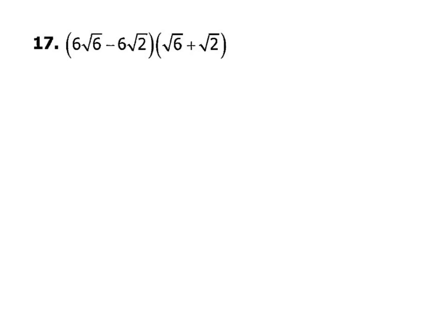All right, 17. We have a binomial times a binomial. So anytime we have a binomial times a binomial, we have to FOIL. So we want to do 6 rad 6 times rad 6. We get 6 times square root of 36.